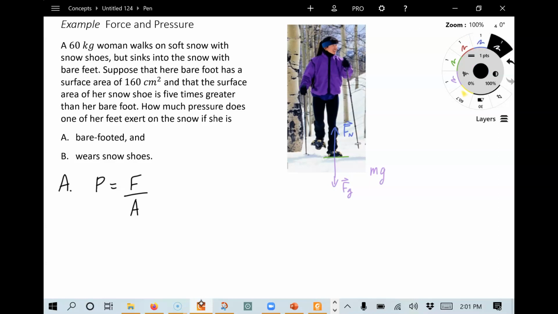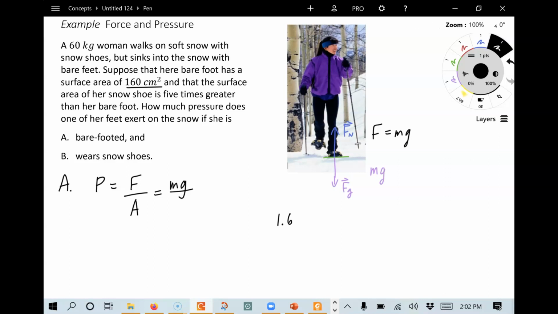And so at the end of the day, we find out that the force on the shoe, the force of the snow pressing up on the shoe, the normal force in this case, I'm just going to call it F, is equal to mg. To calculate the pressure, we know what the force is, mg, the perpendicular force from the snow on the foot. We just need to know what the area is. And it says that her barefoot has a surface area of 160 centimeters squared. We need to convert that to SI units, so let's go ahead and do that.